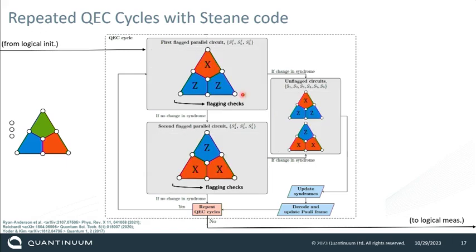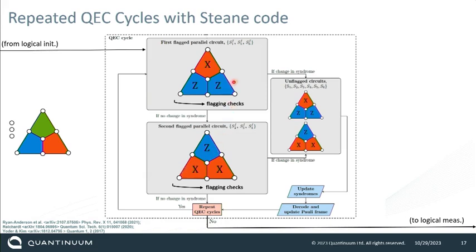So this is maybe a little bit simpler of a diagram to look at. In the first half of this circuit, I am measuring this X stabilizer and these 2 Z stabilizers. If my syndromes are trivial, then I'm going to move down here and measure the remaining 3 checks.